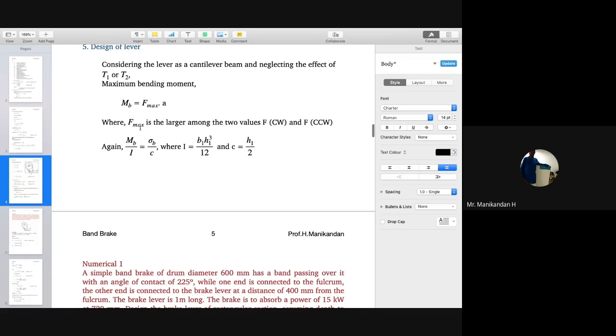And again we know the bending equation, MB by I is equal to sigma B by C, where I is equal to BH cube by 12, and C is equal to H1 by 2. With this we can find the value of B and H.